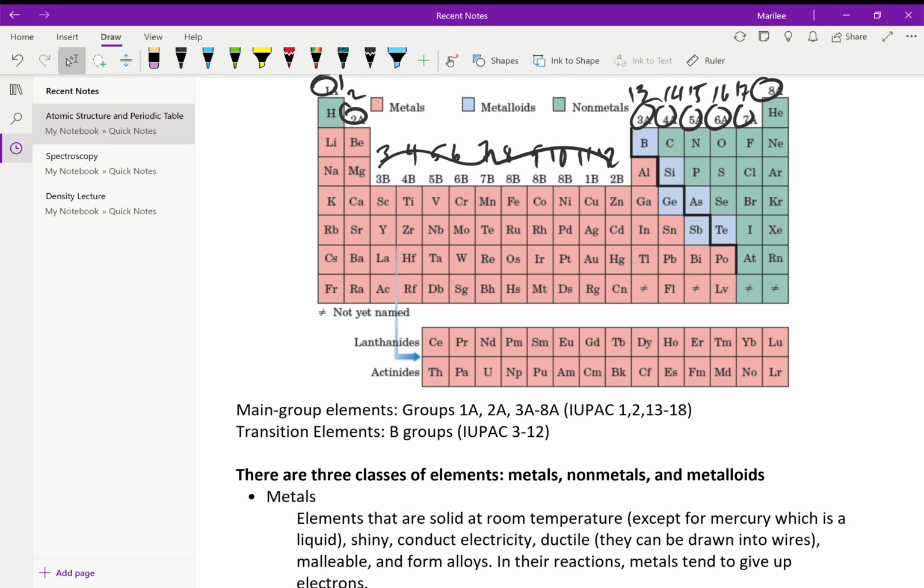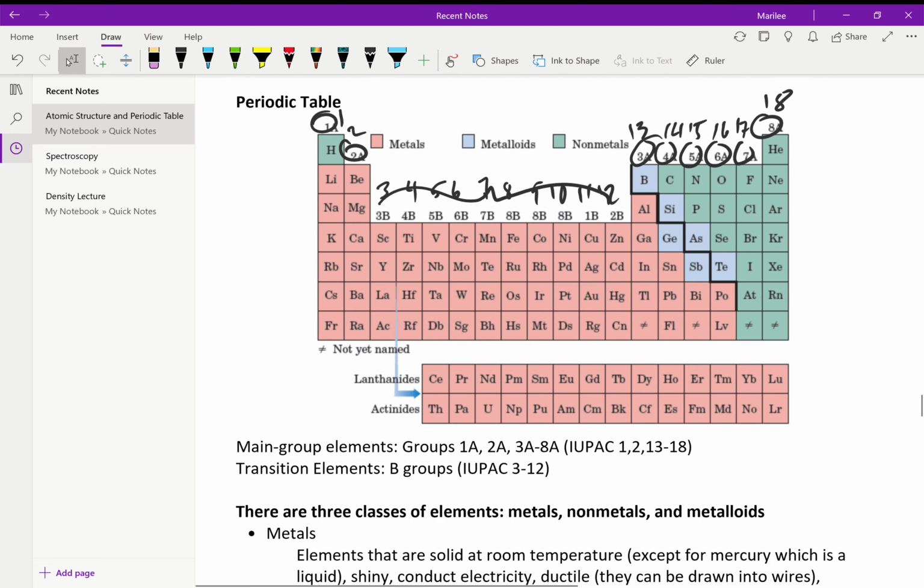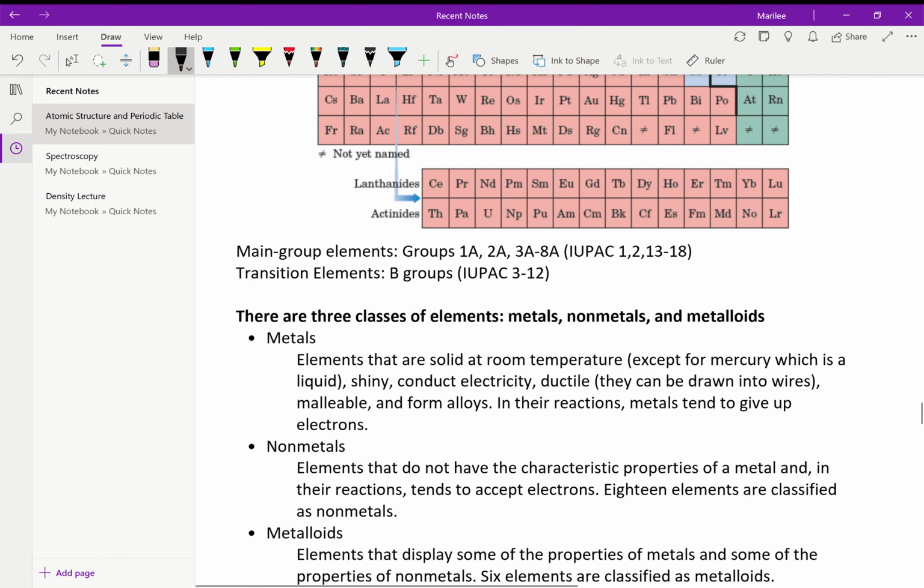There are 3 classes of elements. As you can see, we have the metals in orange, metalloids in blue, and the nonmetals in green. Let me go over what each one of them are.